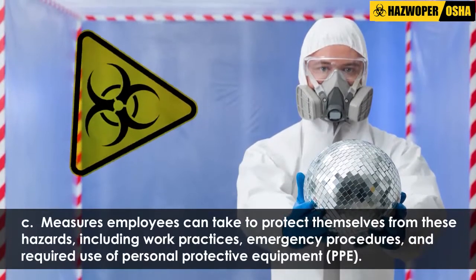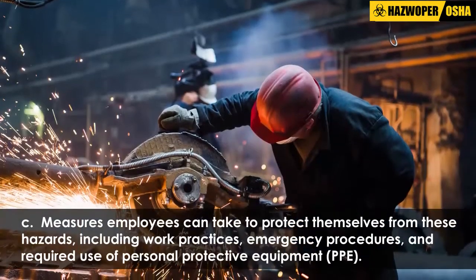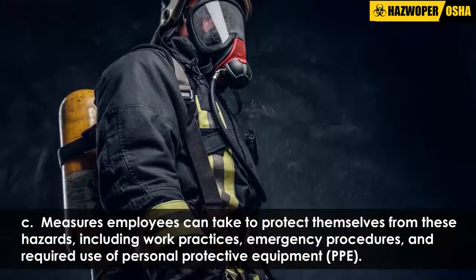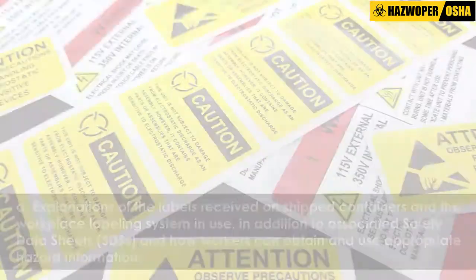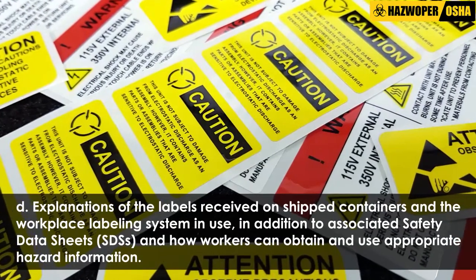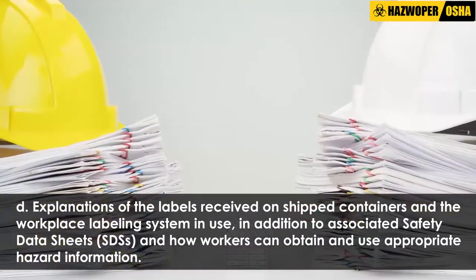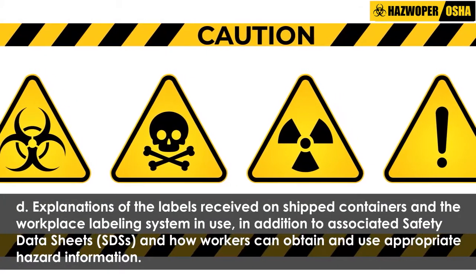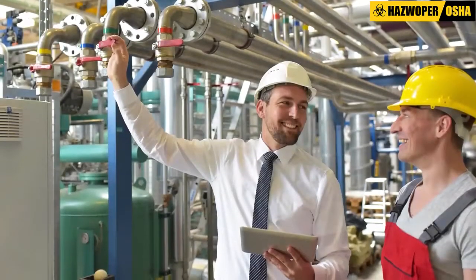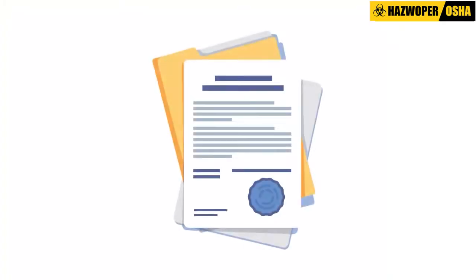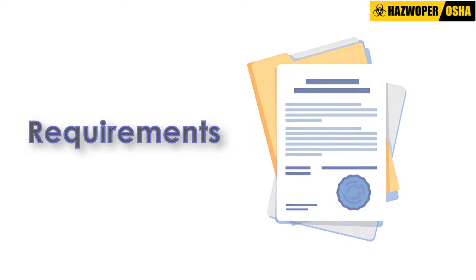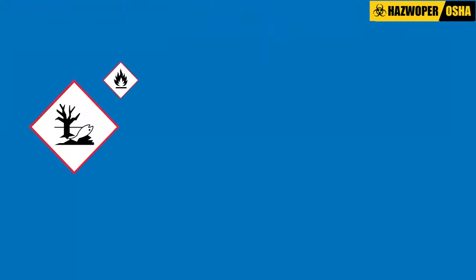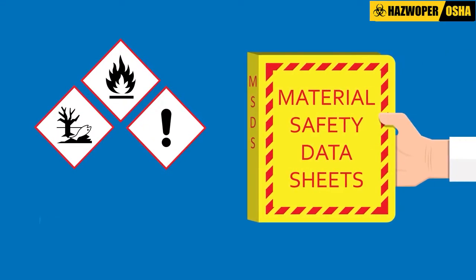Measures employees can take to protect themselves from these hazards, including work practices, emergency procedures, and required use of personal protective equipment. Explanations of the labels received on shipped containers and the workplace labeling system in use, in addition to associated safety data sheets and how workers can obtain and use appropriate hazard information. Furthermore, employees must be informed of requirements of the Hazard Communication Standard, work areas where hazardous chemicals may be present, and location of the written hazard communication program and safety data sheets.